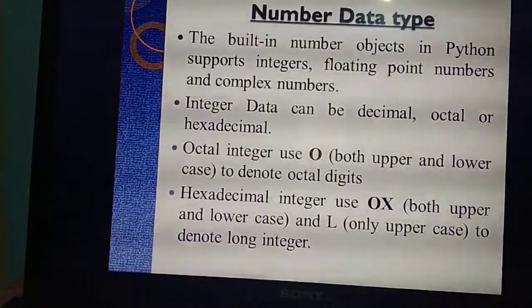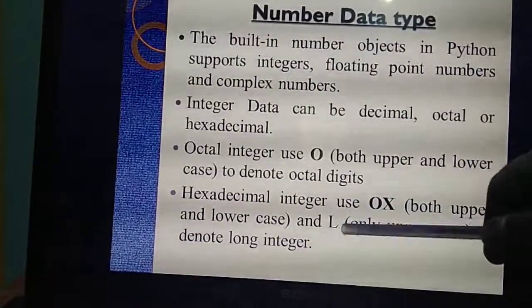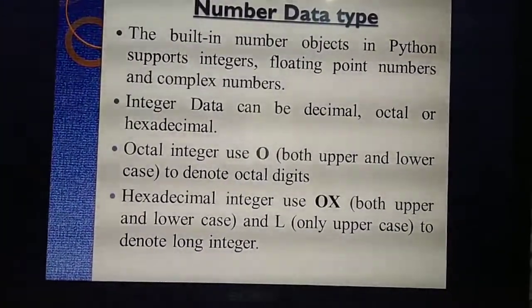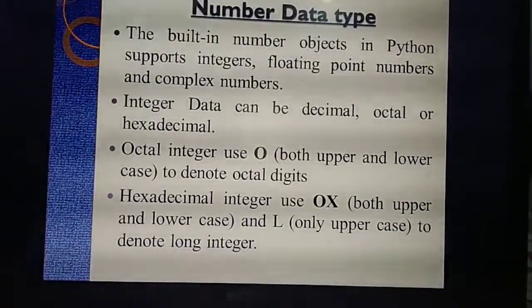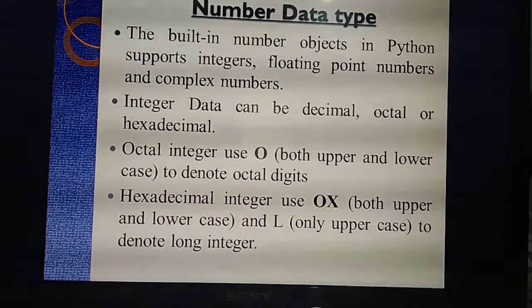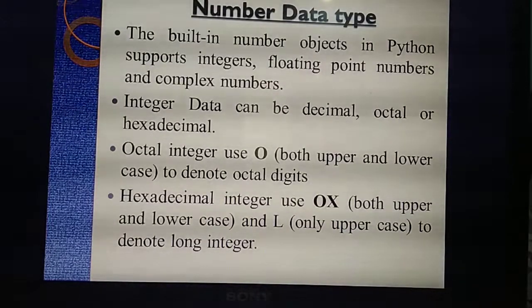Hexadecimal. Same thing, if the number comes along with L, that means capital letter L, uppercase only, only capital letter L, that means a long integer. Long integer means what? 1 lakh, 2 crore, 5 crore. That means long numbers, lengthy numbers. That is called a long integer.